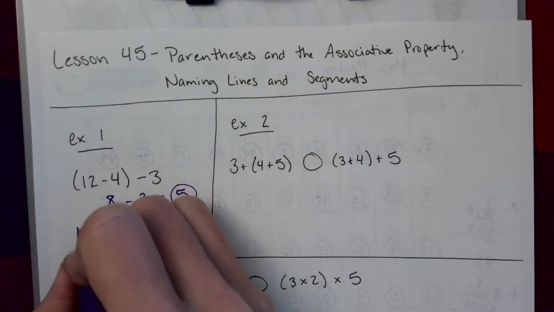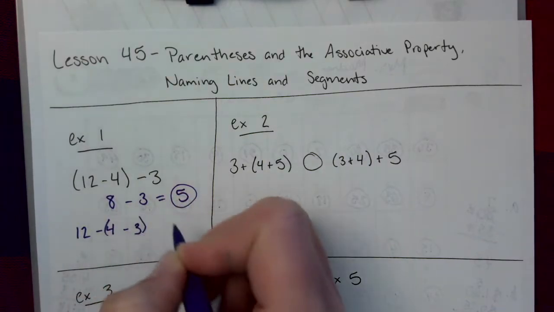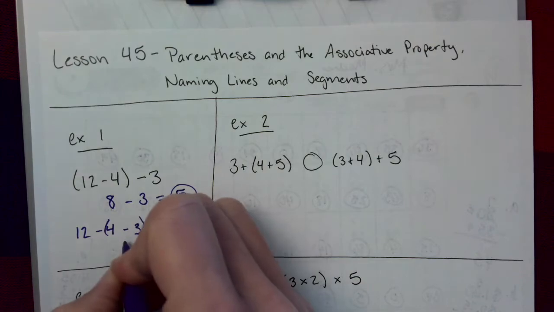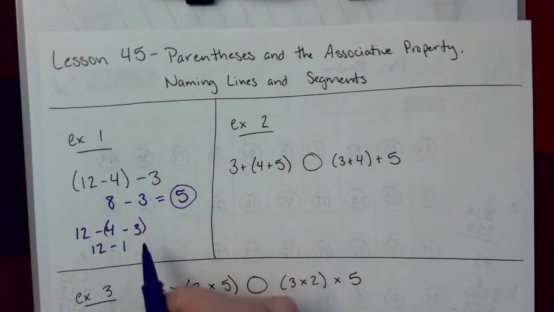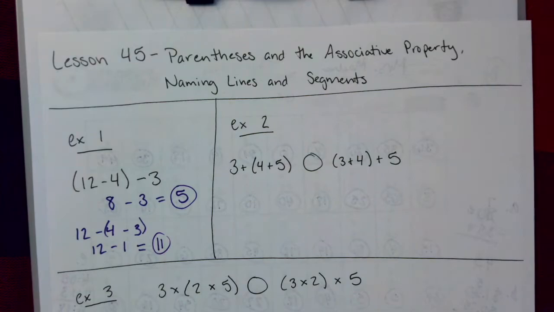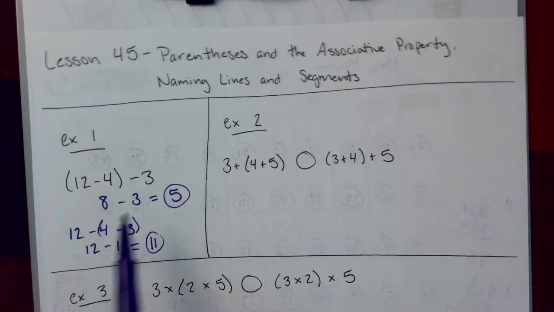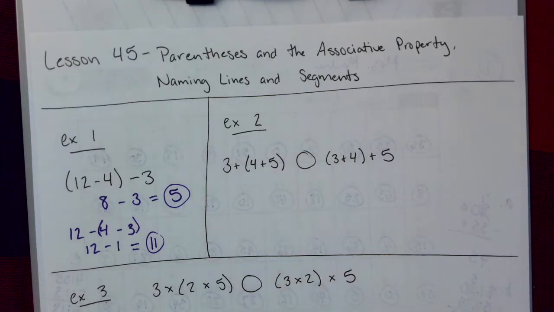If I had done that differently, if I had 12 minus 4 minus 3 and instead grouped 4 minus 3 together, 4 minus 3 gives me 1. So 12 minus 4 minus 3 gives me 11. Notice I get different answers. With subtraction, order matters. What order I subtract things in matters a ton.